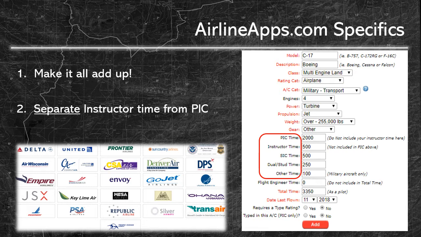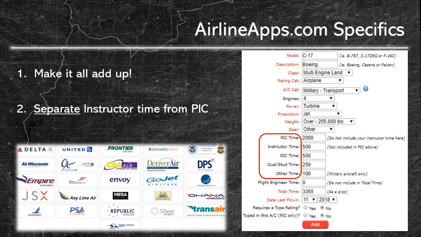Here's an example. If you're an Air Force or a Navy pilot and you fly a 4-hour sortie and log all instructor time on your military forms, your civilian logbook should only have 4 hours in your instructor column. You should not have 4 hours of instructor time and 4 hours of PIC time on your line entry. Otherwise, your times will be dual counted by AirlineApps.com when it reports that overall PIC time to their airline.